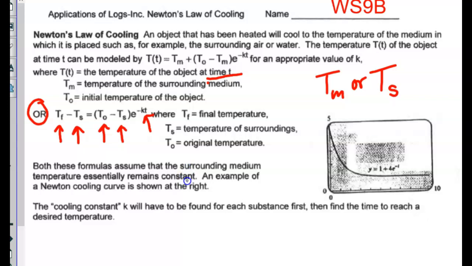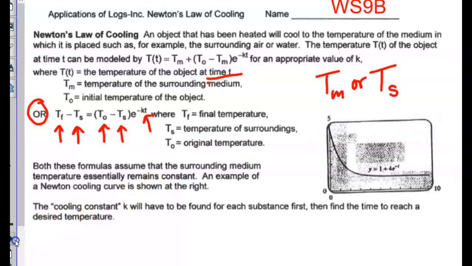Guys, if I take a cake out of the oven or a pizza out of the oven and I set it on top of the stove, it doesn't really change the temperature of the surrounding room much, right? Okay. On the other hand, if I took that egg out of boiling water and put it in a little coffee cup full of cold water, it really does have an effect on the temperature of the water, right? Because it's such a small surrounding space. This formula ignores that, okay? It assumes the temperature of the surroundings stays the same.